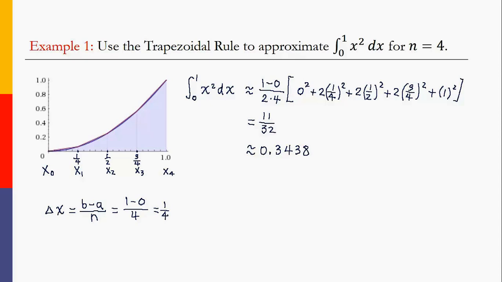0.3438. Just to see how well the trapezoidal rule can approximate the integral, we can calculate the exact value for the integral from 0 to 1 of x squared dx. According to the fundamental theorem of calculus, we write the antiderivative of x squared, so it's x cubed over 3, evaluate from 0 to 1, and the answer is 1/3, which is approximately 0.3333. As you can see, the trapezoidal rule approximates the definite integral very well even when n equals 4.